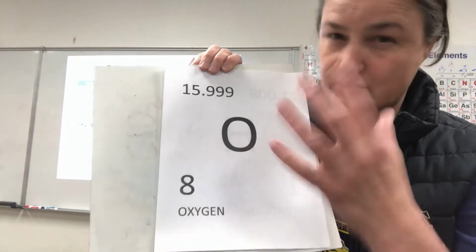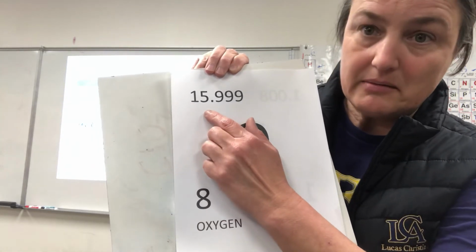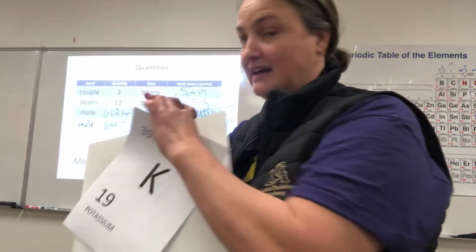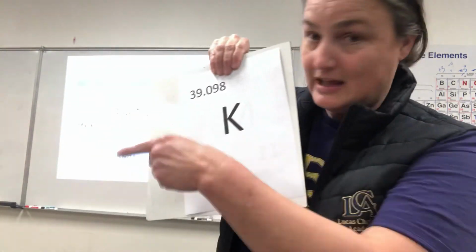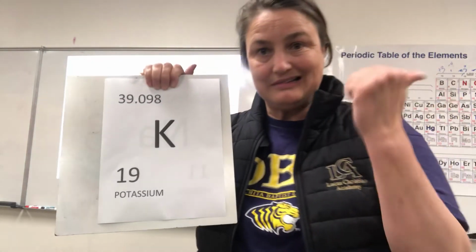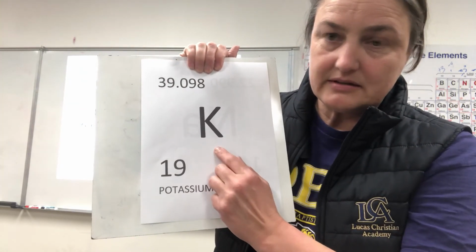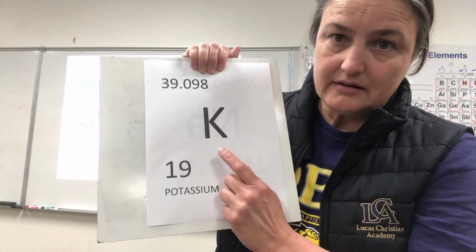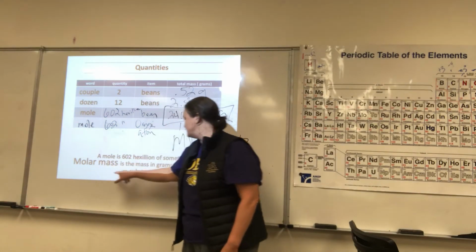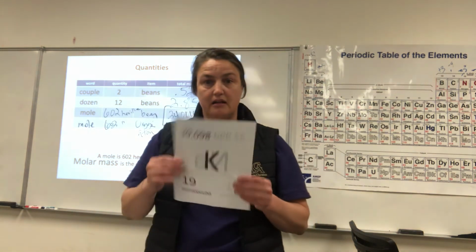If I got 1 mole of oxygen atoms, 602 hexillion, and I measured the mass of them on a balance, it would come up at 15.999 grams. If I took a mole of potassium, put it on that balance, and measured it, it'd be 39.098, which is what's on the periodic table of elements. This is the molar mass in grams of the element. And down here it says the molar mass is the mass in grams of 1 mole of a substance. And in chemistry, we're going to be talking about elements and also compounds.